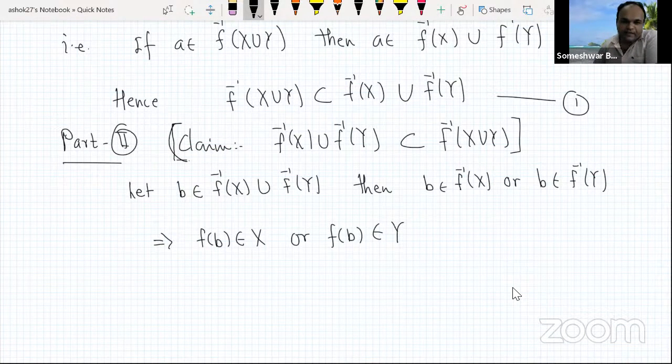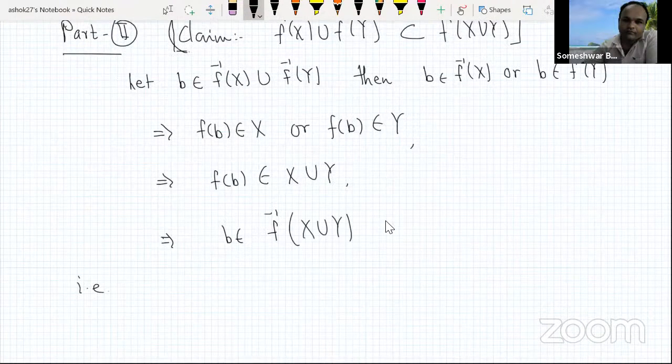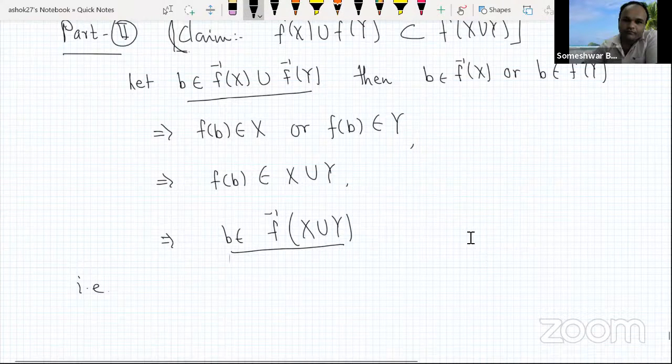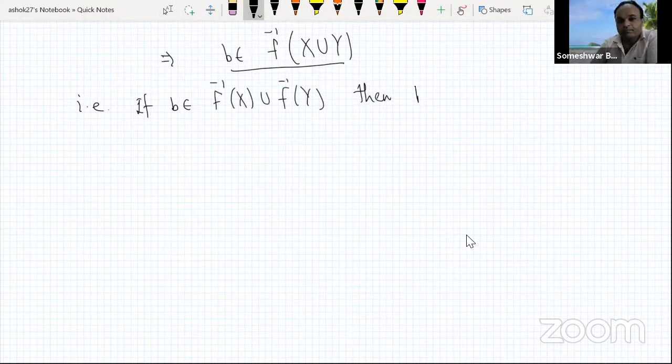So that will imply f(b) is an element of X union Y, or it will imply b is an element of f inverse of X union Y. So we take b from this set and we prove b is in f inverse of X union Y. That is, if b is an element of f inverse of X union f inverse of Y, then b is an element of f inverse of X union Y.